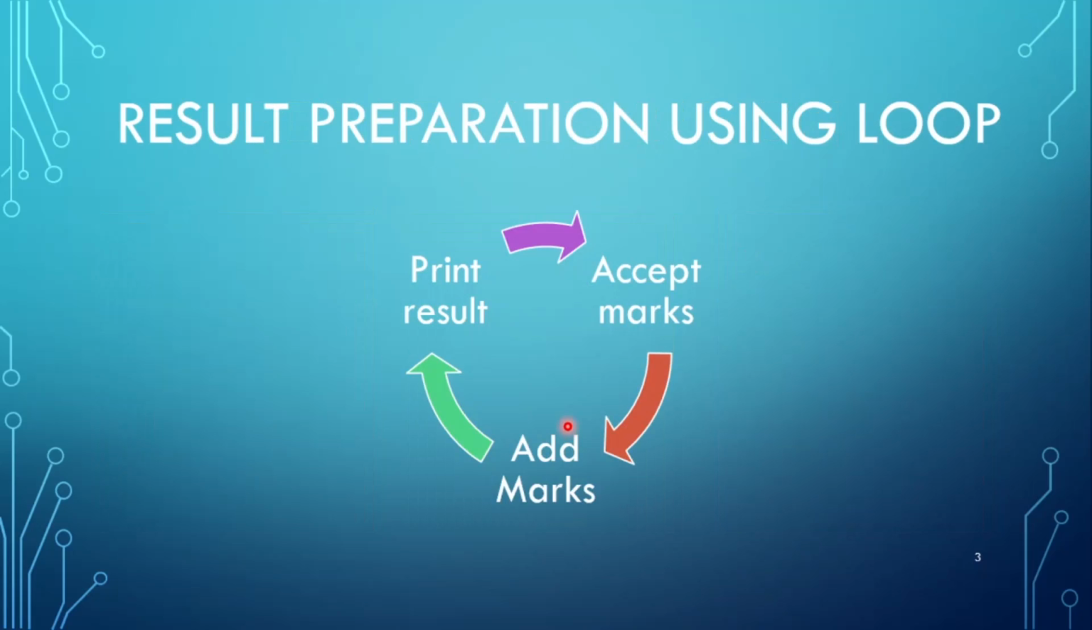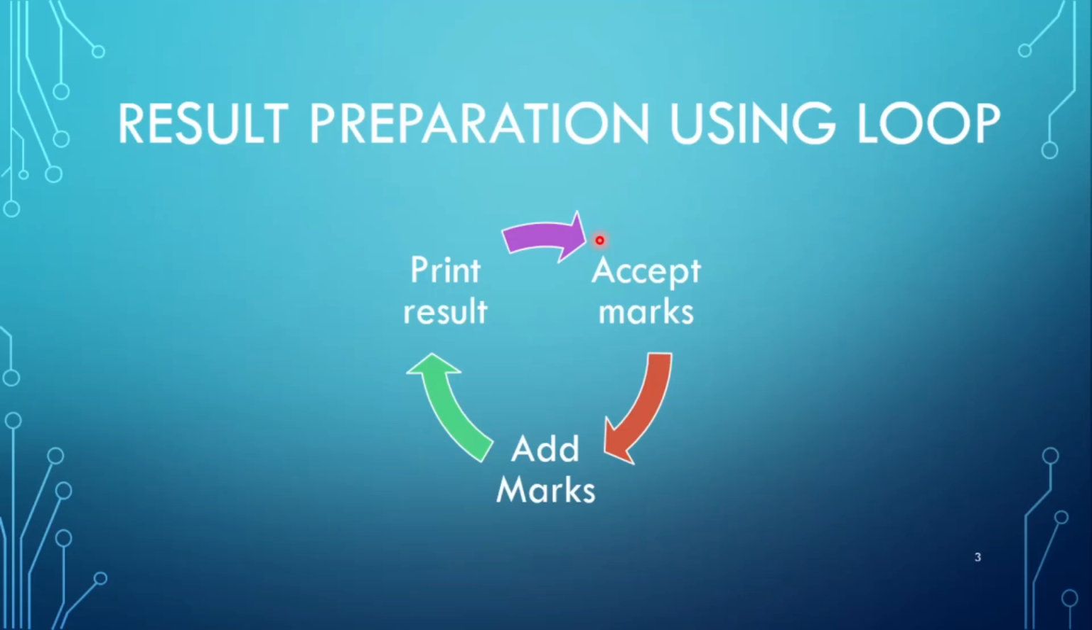When we use loop, we have to write the logic of calculating the result only once, and we keep on iterating the same code for the total number of students. If there are 40 students in a class, we accept the mark for the first student, add it and print the result. And the same code will be repeated again for the second student. And when all the students are over, that is, if the code is executed 40 times, the loop will stop.